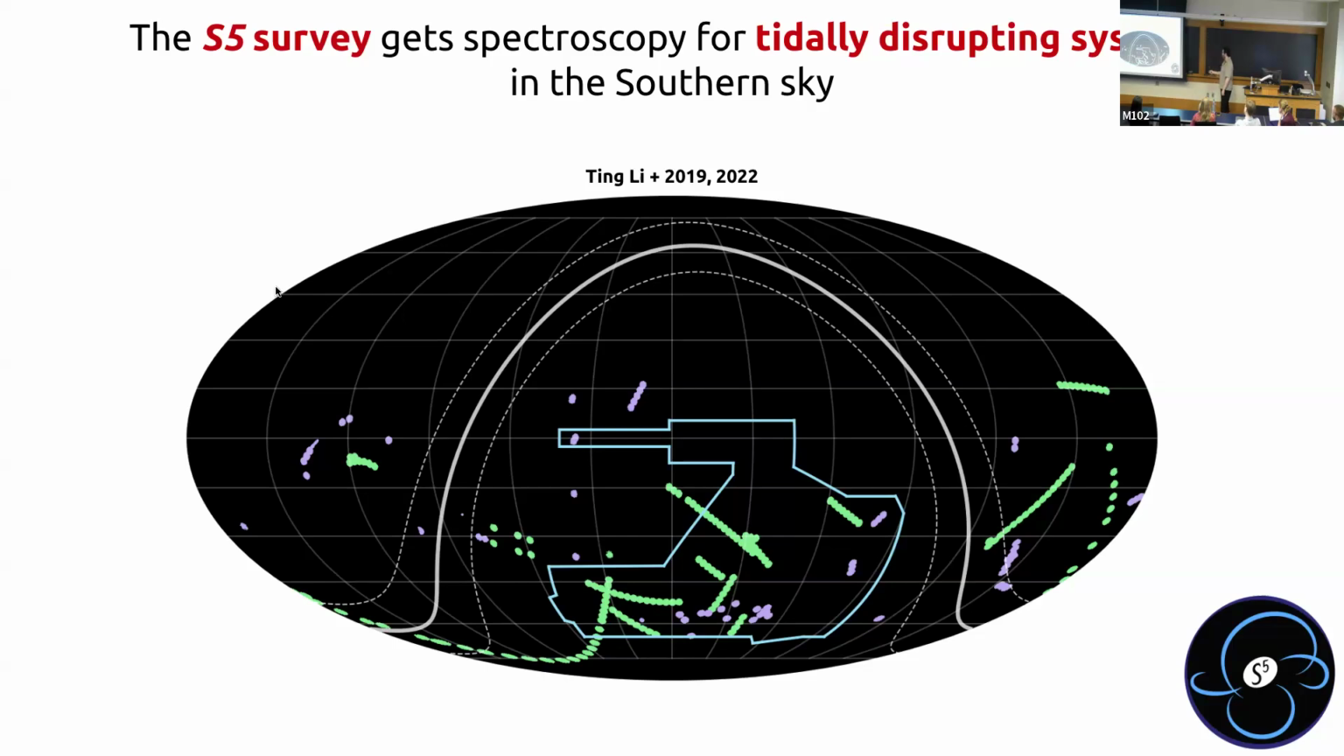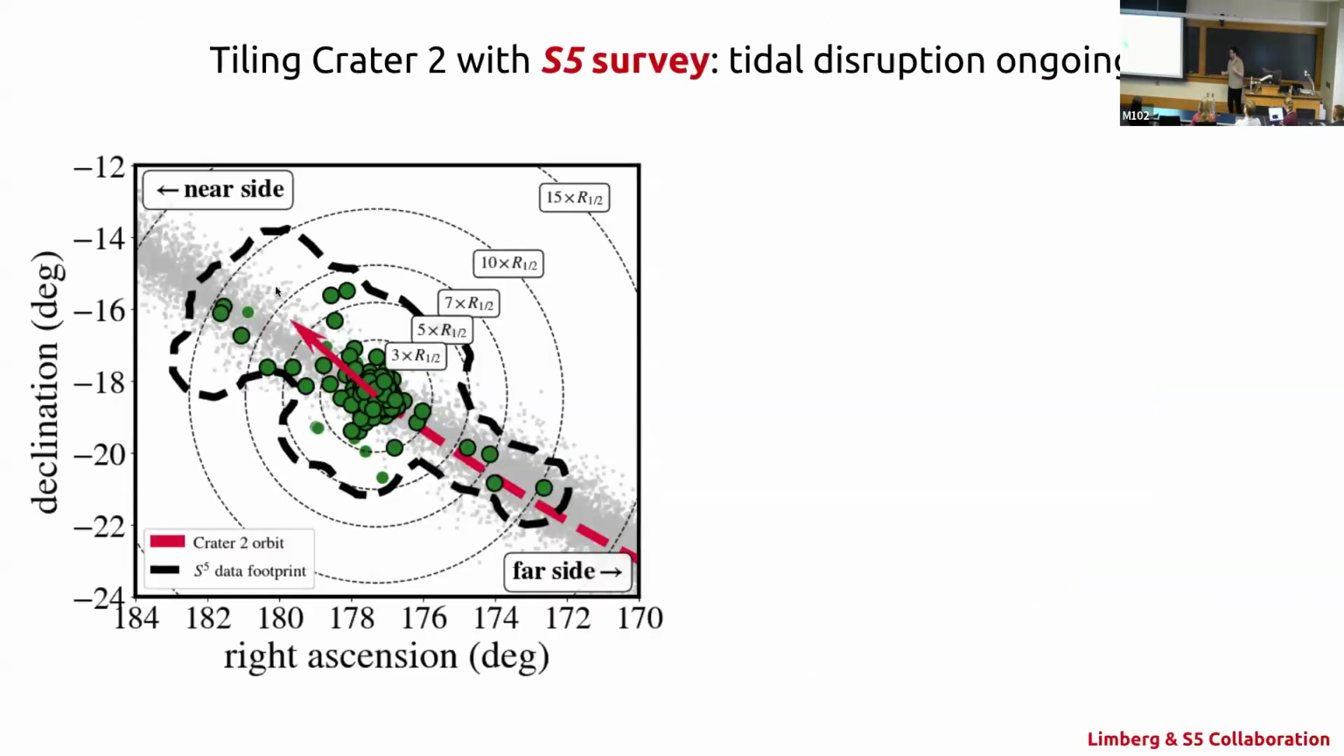And we even have a logo. So this is a serious collaboration. And then if we go out there with the S5 survey and we get spectroscopy for a large area around Crater 2, can we find the tidal tails? And the answer is just yes. So they are just there.